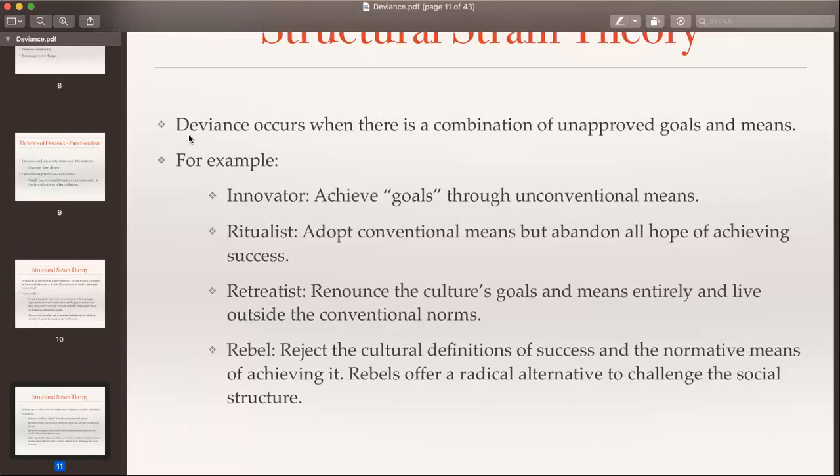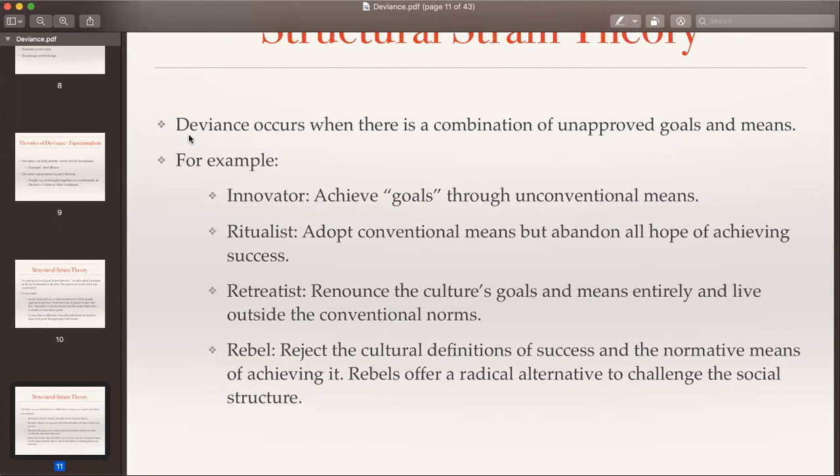Because the rebel says, I'm going to reject your cultural definitions of success and how to achieve it. What I'm going to do is define what success is to me. So maybe success to me is not purchasing a house with a white picket fence, with three kids and two dogs. Maybe success to me is renting, but having the ability to travel or move whenever I want.